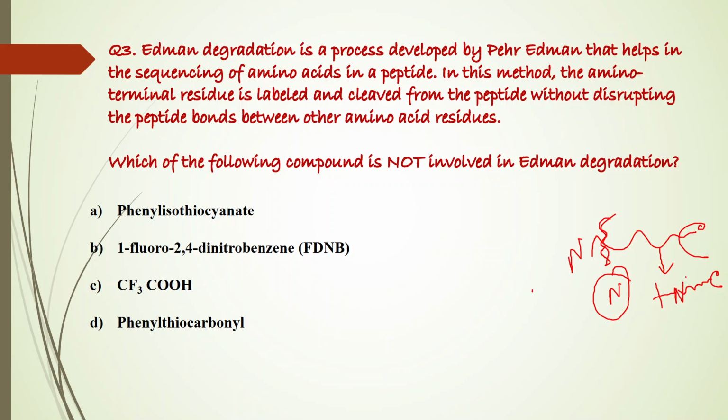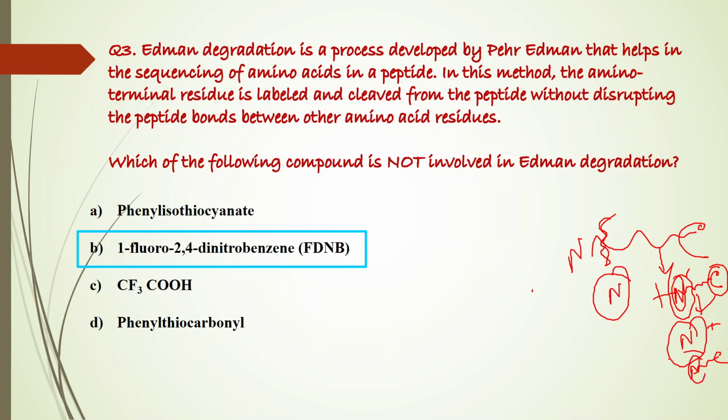Here again this is your N terminal, this is your C terminal. Again this N terminal part will come off in the next step and you will end up with another shorter peptide chain, and this will go on. This is Edman degradation. So it is asking which of the following compounds is not involved in case of Edman degradation. There are 4 options.